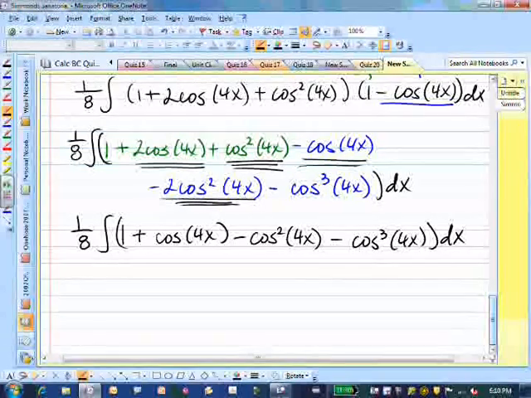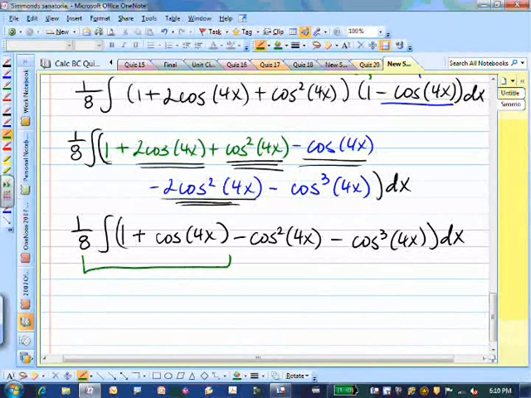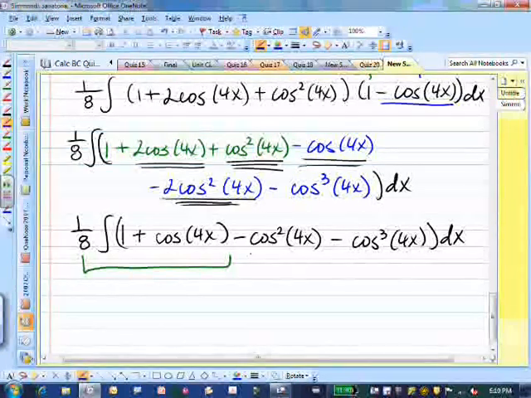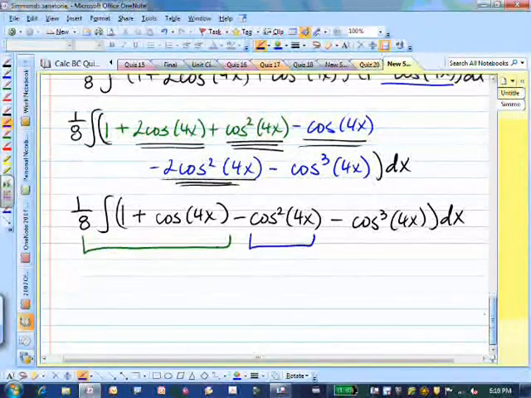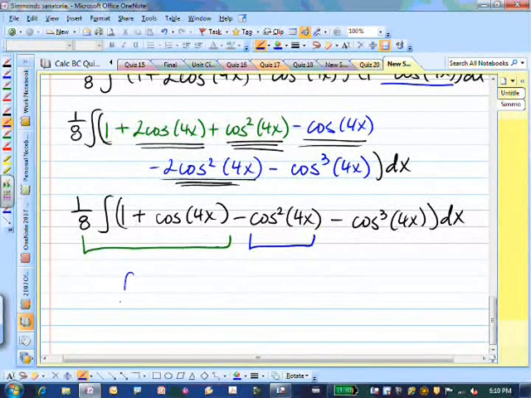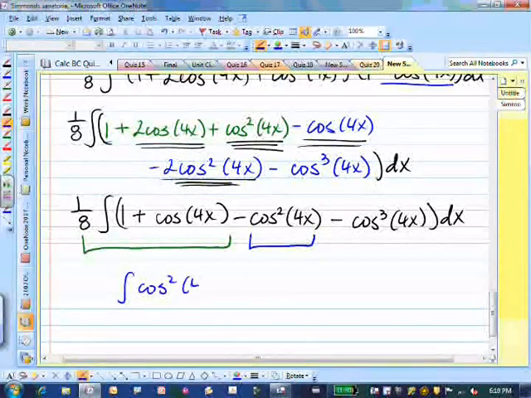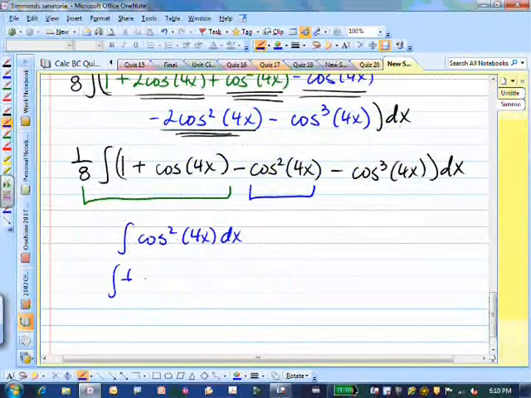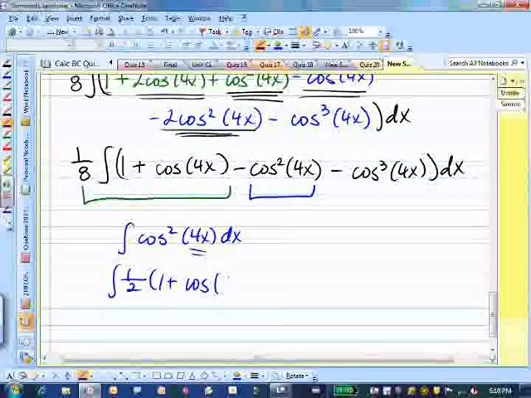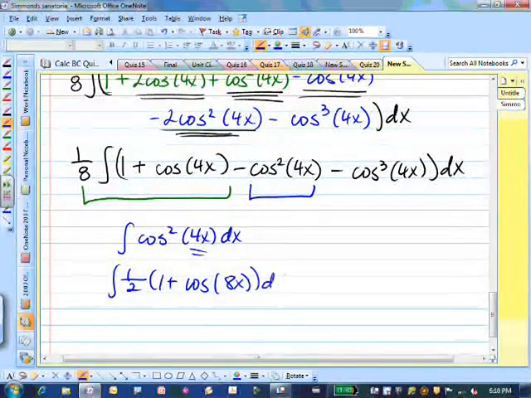To integrate this part is straightforward. To integrate this part, you got to think about it. So I'll perform it here without the 8. So how do you integrate the cosine squared of 4x? Well, believe it or not, you're going to have to use the identity one more time. 1/2 (1 plus cosine of double this, so 8x) dx. Okay, and that you can integrate.